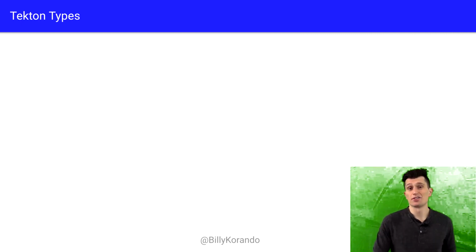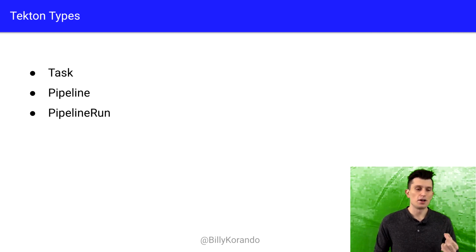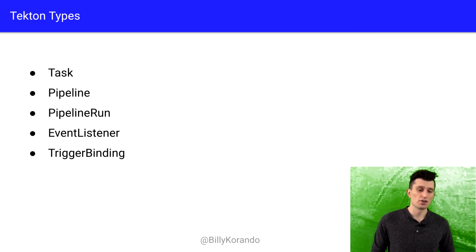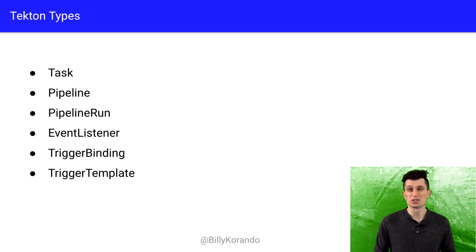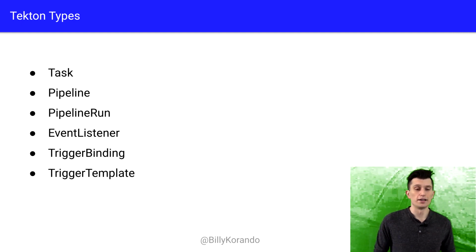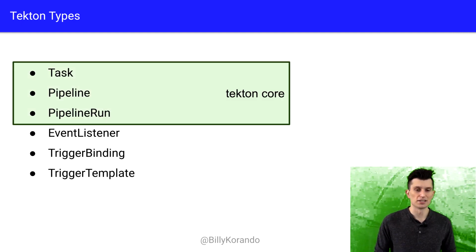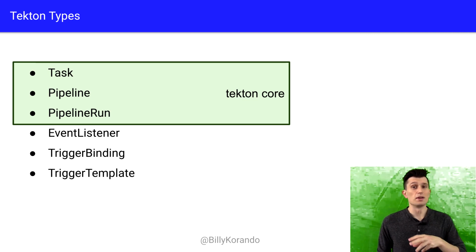So there are a bunch of different types of resources within Tekton, just like there are within Kubernetes. So there are task, pipeline, pipeline run, event listener, trigger binding, and trigger template. There are many more types of resources, but these are the ones we're going to be focusing on in this presentation, and they really make up the core of building out at least a basic Tekton pipeline, or Tekton experience, you could say. So I mentioned earlier how Tekton is in beta, and then there are other sub-projects that are maybe in alpha.